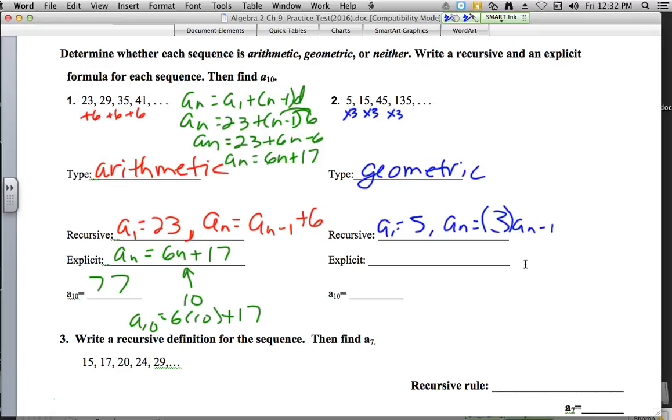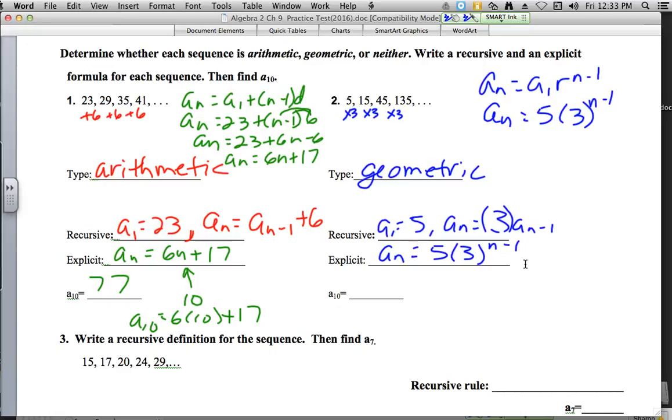Then explicit rule, well, that you grab from your sheet. Keep in mind that any of the rules that have pluses in them are going to be the arithmetic rules, and they also have D in them, and any that have R's in them are going to be geometric. So the first term was a 5, and we saw that they were multiplying by 3, and that is it. That is all we do to that. Now, we don't try to combine the 5 and the 3. Remember, one of those is a power and the other one isn't. So order of operations says we have to do the power first.